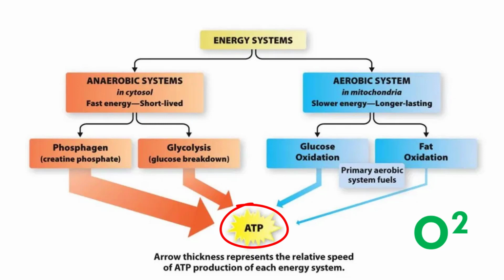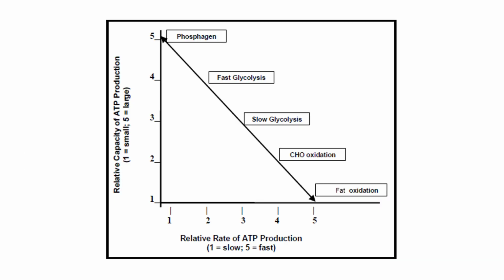And what's interesting about this graph is you look at the thickness of the arrow. The thickness of the arrow represents the relative speed of ATP production in each of the energy systems. And one of the things that we've looked at is that the faster you produce ATP, the lower yield you get. And the slower you produce ATP, the higher yield you get. If you look at a ranking of production versus quantity, its yield, the phosphagen system is the fastest, so if you rank it in order 1 to 5, but it's the lowest yield. And you go down the chain there, the slower you produce, the longer you're going to get.